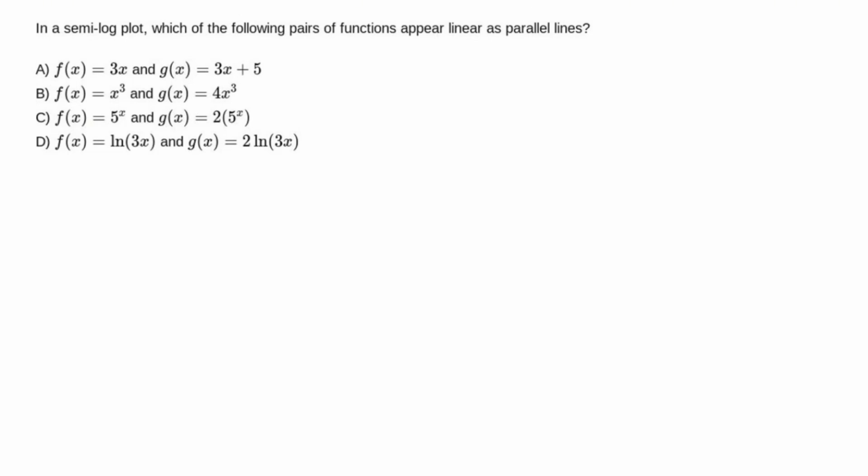In a semi-log plot, which of the following pairs of functions appear linear as parallel lines? Well, when you're looking at semi-log plots, anything that's exponential, anything in the form a times b to the x, will appear as straight lines. Again, anything that's exponential that has the same base is going to appear as a straight line. So anything that's not exponential is not going to appear as a straight line. It's going to be distorted. That's what semi-log plots do.